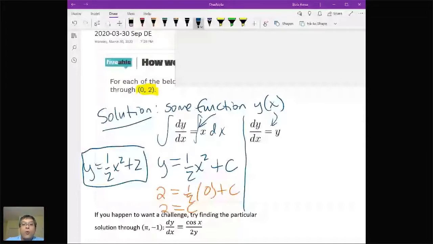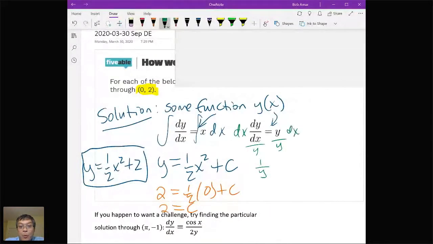But let me just show you what we do. Basically, what we do is we separate, and this is the reason we call them separable equations. We separate the y's and the x's. So I'm going to move the y by division. I'm going to divide both sides by y, and that's going to give me 1/y on the left-hand side. Then I'm going to multiply both sides by dx, basically.